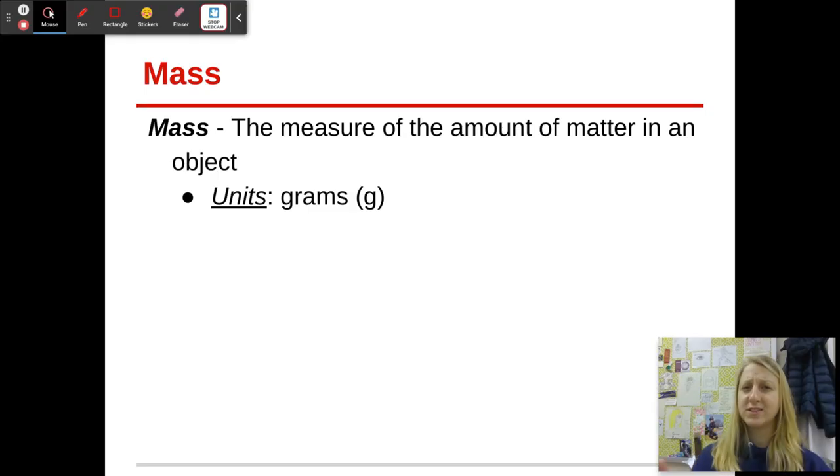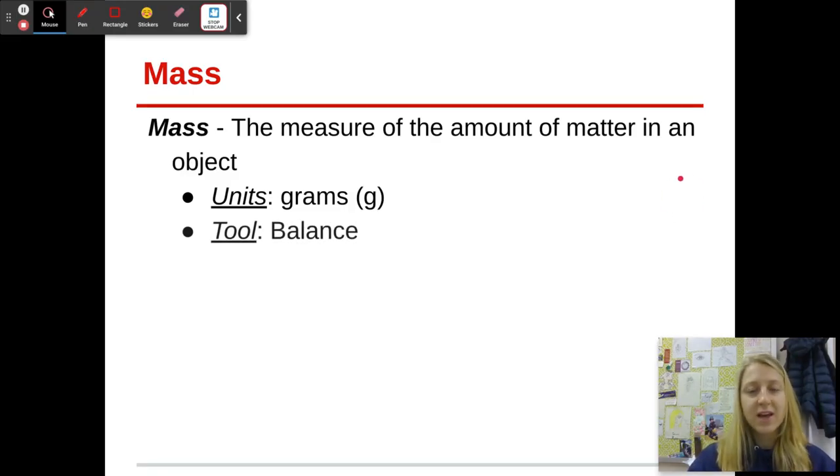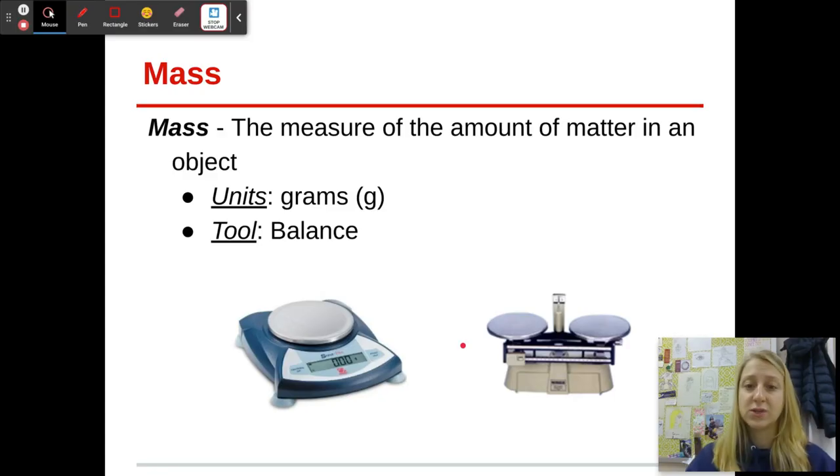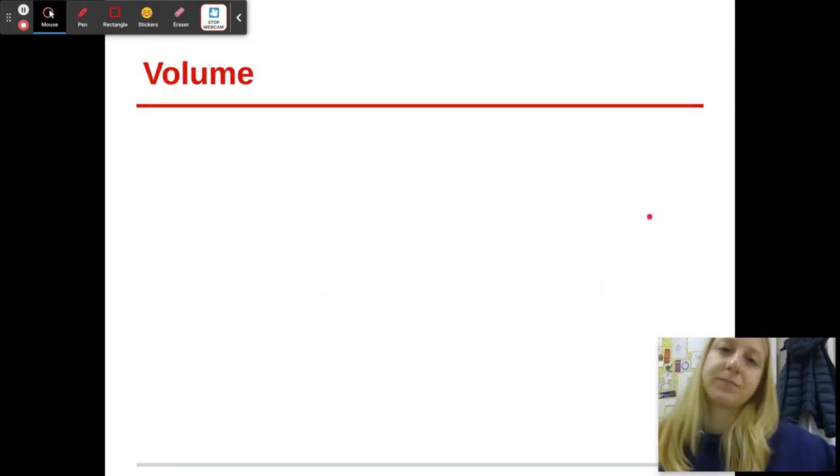Real quick, if we are in space, do we still have mass? The answer is yes, we do. A lot of people get confused because we are weightless in space. Things out in space don't have any weight to them, but that's because there's no gravity. They still have mass. They're still made of matter, right? Even if I'm an astronaut out in space, I still am made up of particles. I still have matter, so I still have mass. It's just that there's no gravity pulling me down, so I don't have any weight. But anyway, the unit is grams, and the tool we usually use to measure mass is a balance, whether it's a digital balance, we've used those a couple times, or a triple beam balance.